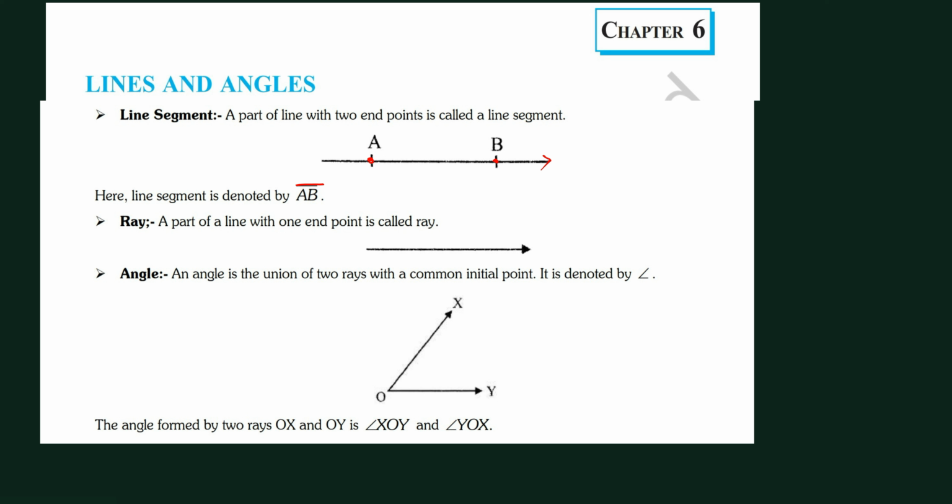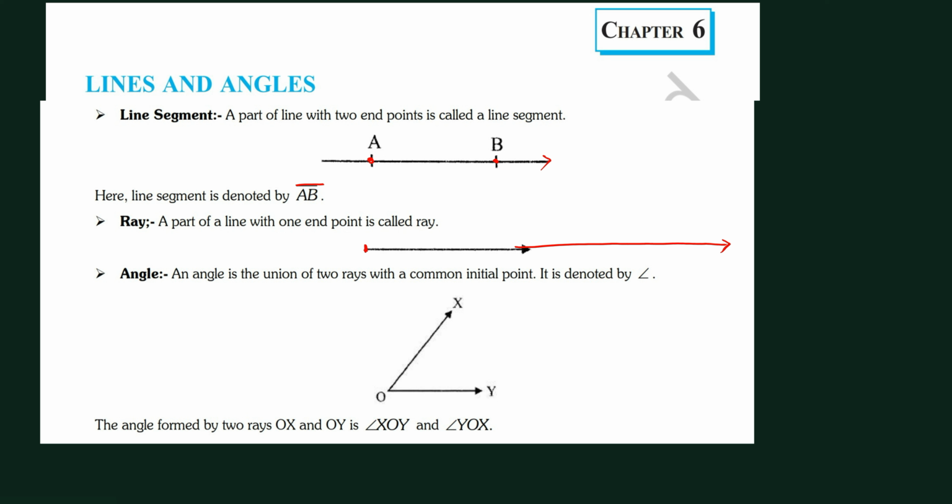A part of a line with one endpoint is called a ray. So this side is an end, a dead end, and on this side we can continue. Okay, this side we can extend infinitely. And this type of line, a part of a line with one endpoint, we call a ray.